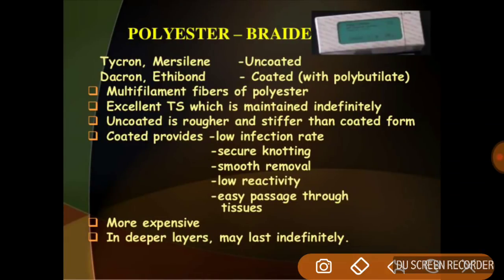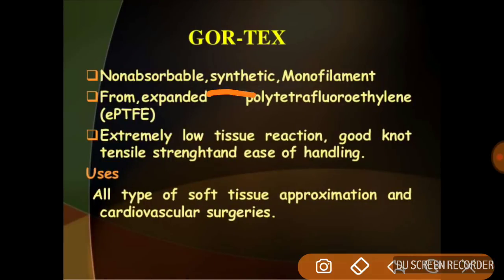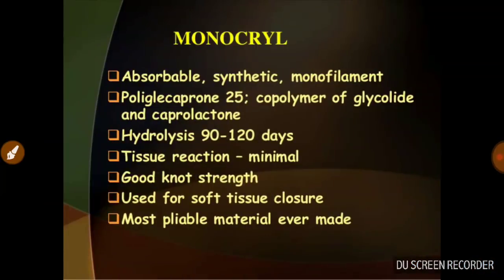non-absorbable. Next, polyester braided. These are multi-fibers of polyester, with excellent tissue reactivity, and they are more expensive and in deeper layers may last indefinitely. Gore-Tex is a non-absorbable synthetic monofilament suture. It is made from expanded PTFE, with extremely low tissue reaction, good knot tensile strength and easy handling. You can use Gore-Tex in cardiovascular surgeries and soft tissue approximation.